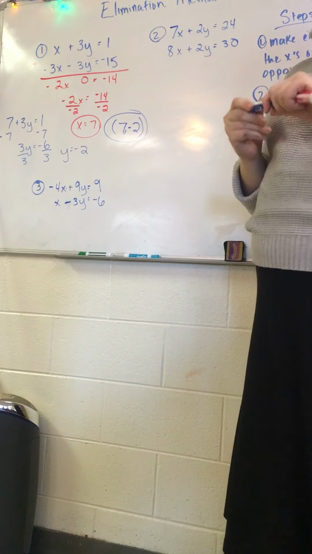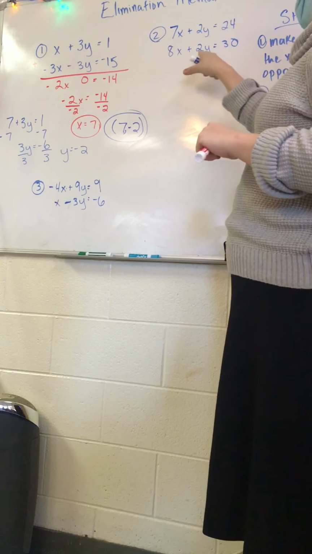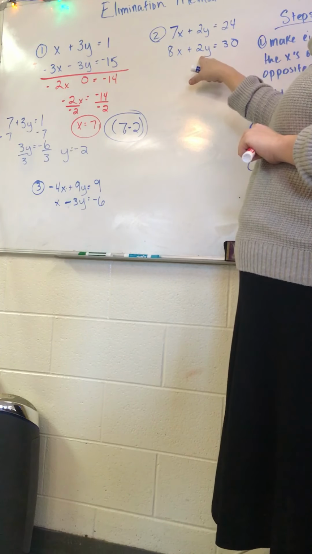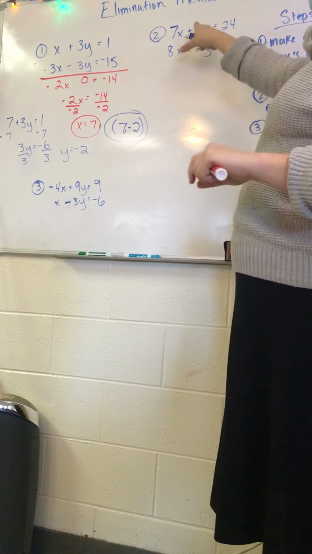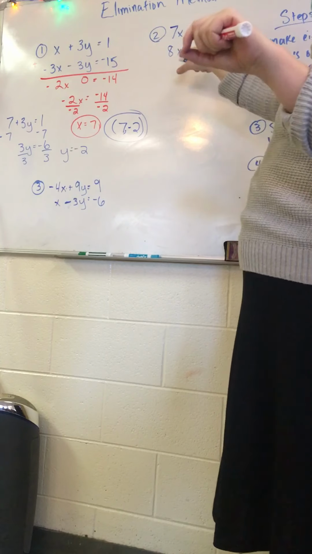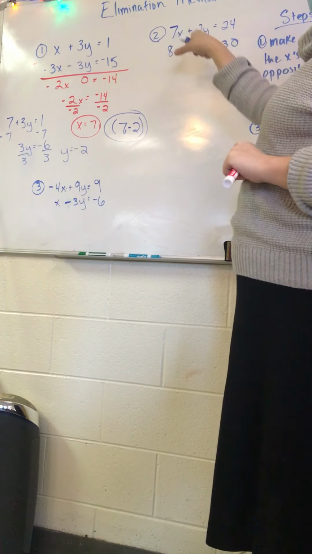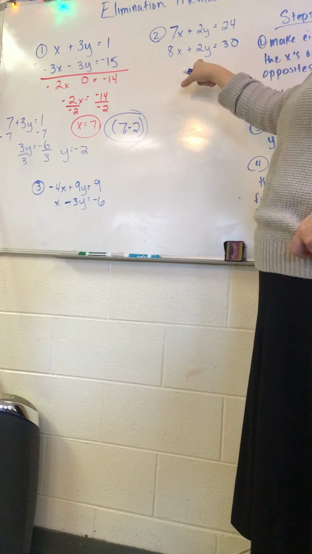In order to get them to be opposites, what do I need to multiply this by? Negative 1. Right, because I want this one to be positive and this one to be negative, or vice versa, this could be negative and this could be positive.